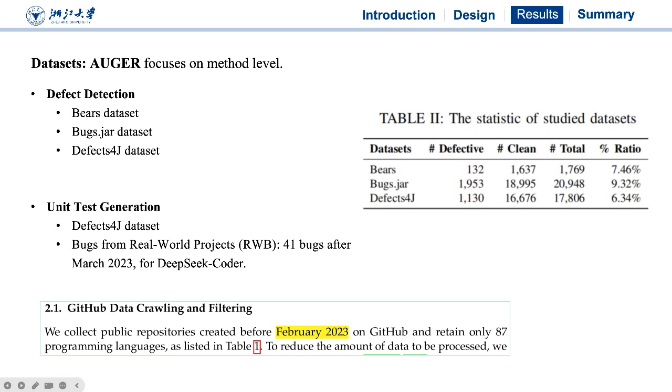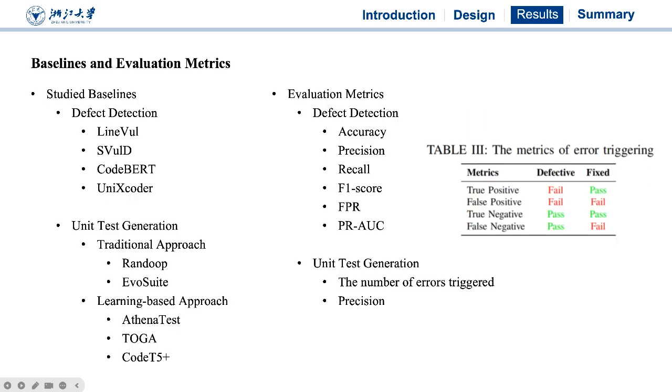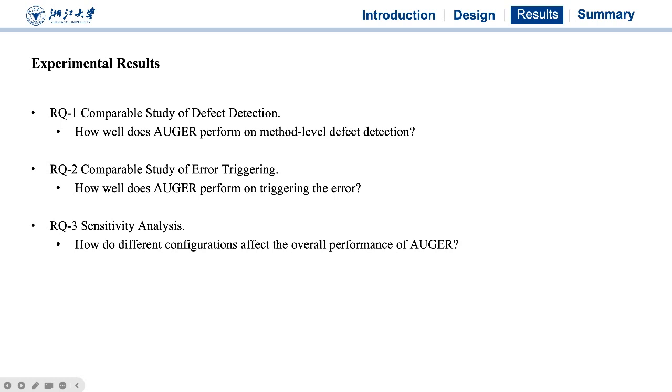For defect detection, we use 2 learning-based defect detection methods and 2 pre-trained models as baselines. For unit test generation, we use 2 traditional unit test generation methods and 3 learning-based generation methods as baselines. In terms of evaluation metrics, we select accuracy, precision, recall, F1 score, FPR, and PR-AUC for defect detection, while unit test generation uses precision and the number of triggered defects. To evaluate Augur, we designed 3 RQs.